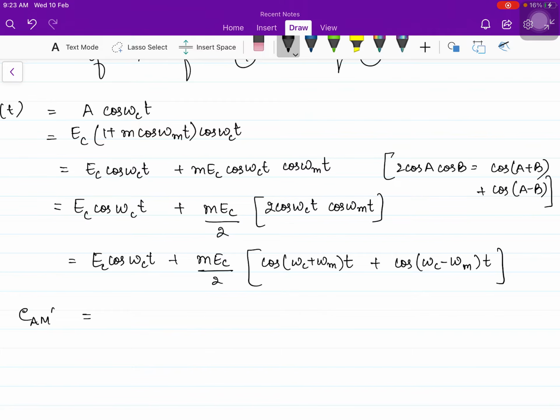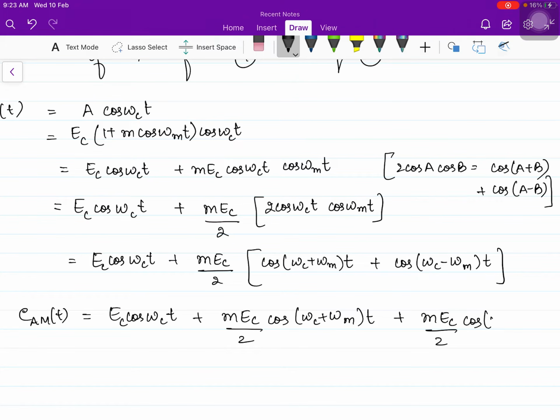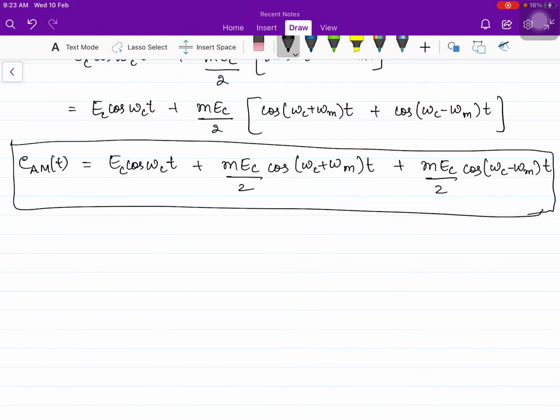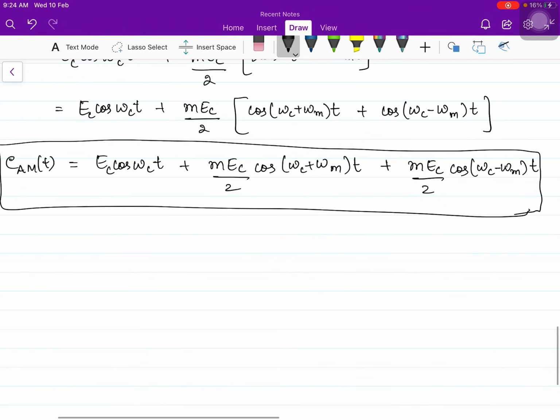So the AM wave now comes out to be Ec cos(ωc t) + (m Ec/2) cos((ωc + ωm)t) + (m Ec/2) cos((ωc − ωm)t). So this is the expression of an amplitude modulated wave, and till here we have to reach. So remember it. Now as you can see, there are three terms in this expression of amplitude modulated wave.